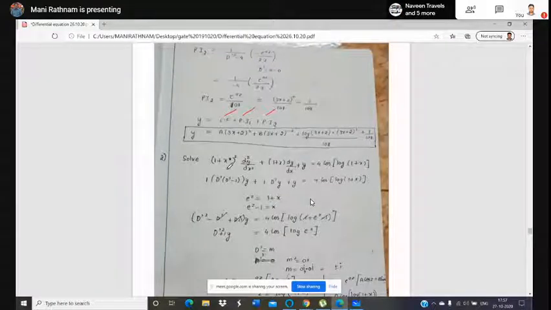And the next problem here, you see that (1 plus x) whole square d square y by dx square plus (1 plus x) dy by dx plus y equal to 4 cos log of (1 plus x). So 1 plus x is a variable in each and every term, 1 plus x, 1 plus x. So you should monitor what the variable is, whether x or some term in x along with some coefficient. So here, as usual, 1 plus x you have to assign as e power z.